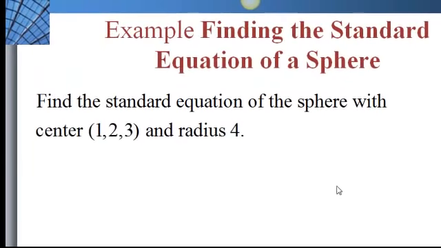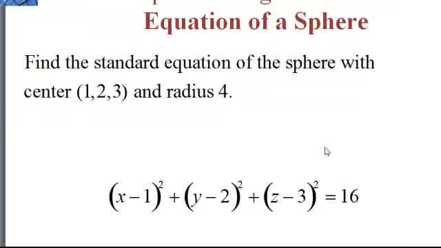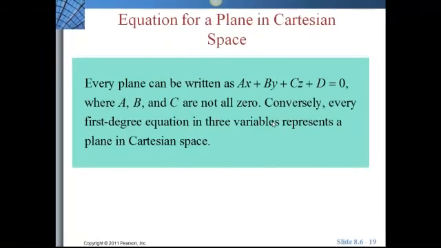Find the standard equation of a sphere with center (1, 2, 3) and radius 4. It's simply (x minus 1) squared plus (y minus 2) squared plus (z minus 3) squared equals 16. In 2 dimensions, our first degree equations represent lines. In 3 dimensions, our first degree equations represent planes.